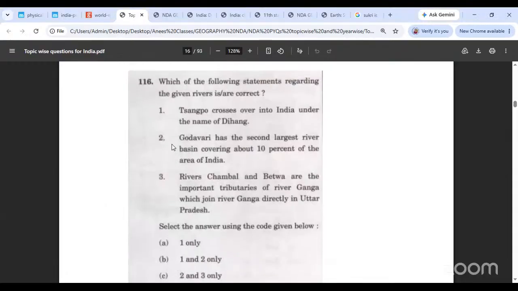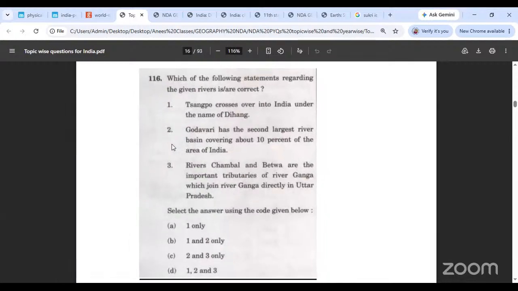Consider the following statements regarding the given rivers. Which is/are correct?